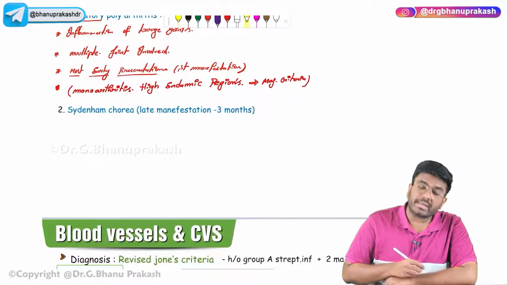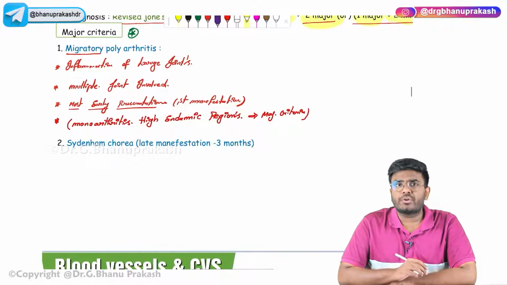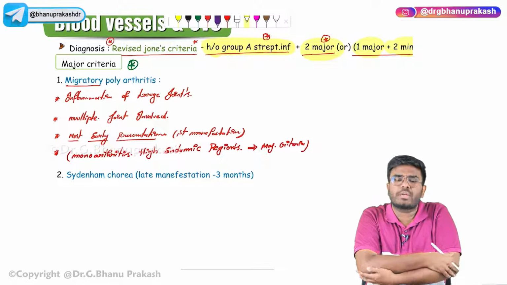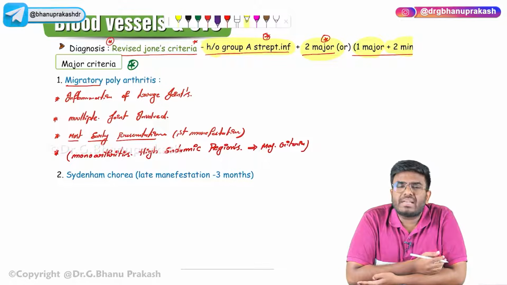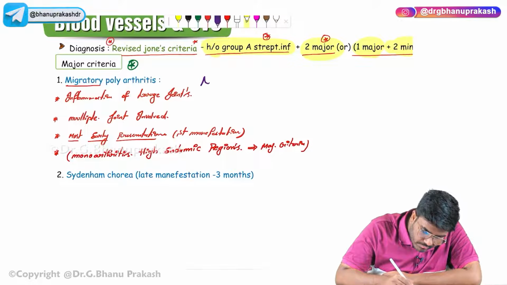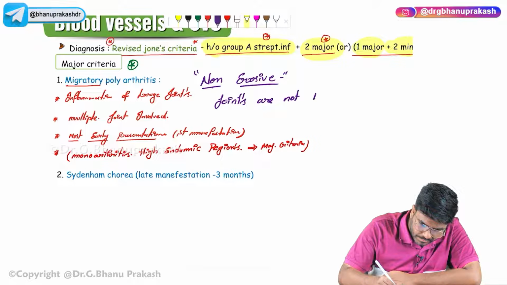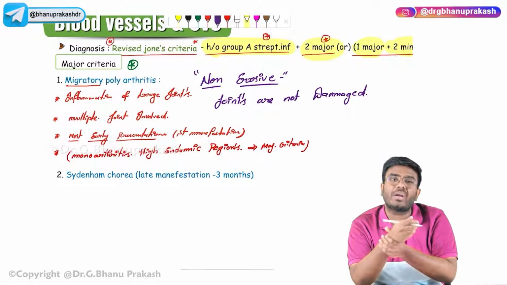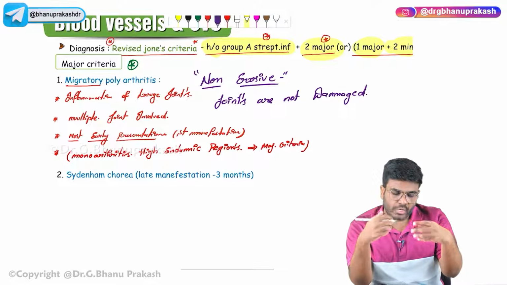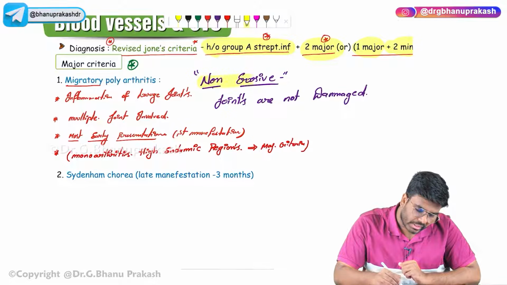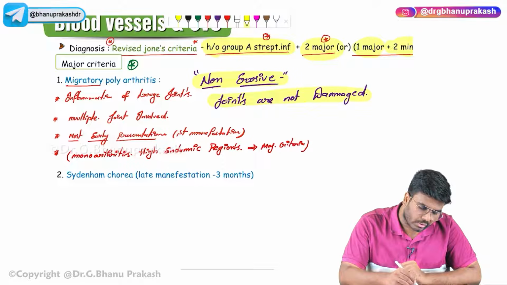And how to treat this migratory polyarthritis? See, one more point which I want you to know is, arthritis is there, the joints are going to be involved. Will there be any deformity in the joints? No, it's non-erosive. It's a non-erosive condition, which means joints are not damaged. For example, in the condition of rheumatoid arthritis, it's an erosive arthritis. The joints are going to be damaged. But here in migratory polyarthritis, these are non-erosive arthritis.